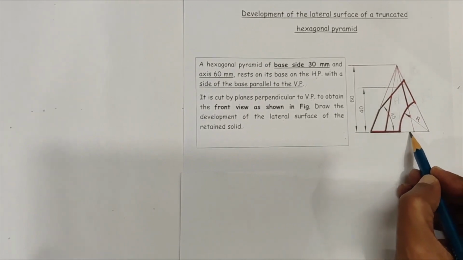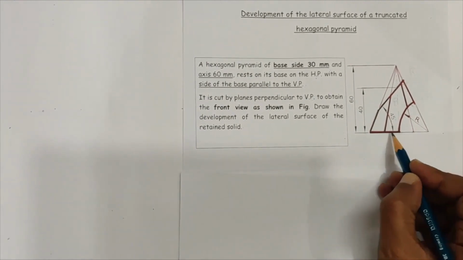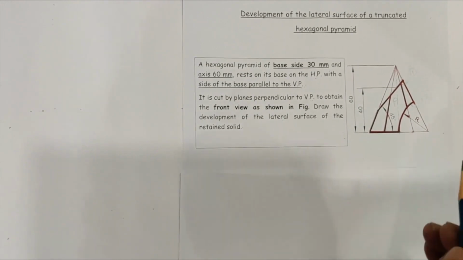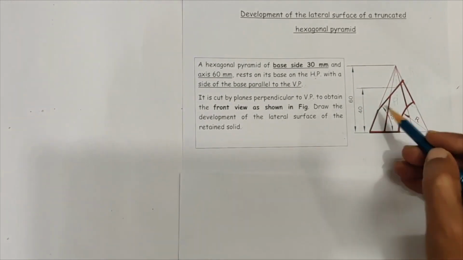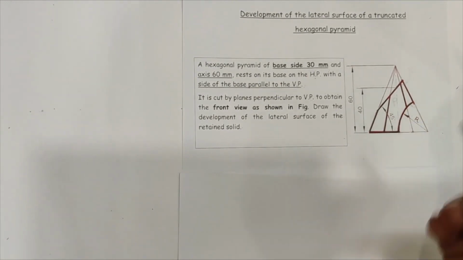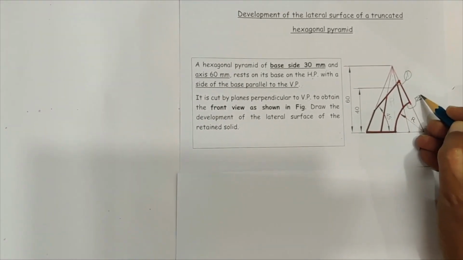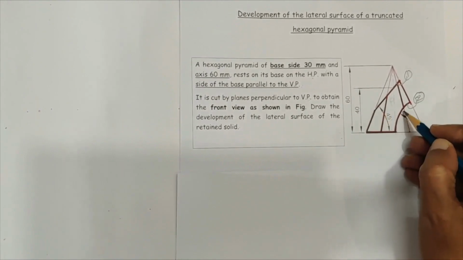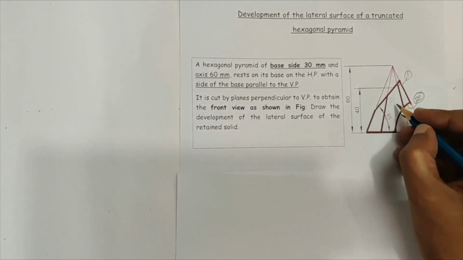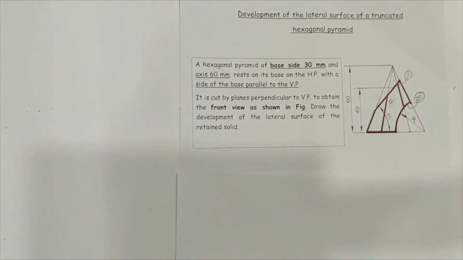This is the image of the front view of a hexagonal pyramid when it is resting on its base on the HP with one of its base sides parallel to the VP. After cutting this hexagonal pyramid with two section planes, this retained portion is left over. This retained portion is to be developed. This is the first section plane and this is the other section plane. Then this portion of the material is retained. That is, this retained portion of the lateral surface of the hexagonal pyramid is to be developed.